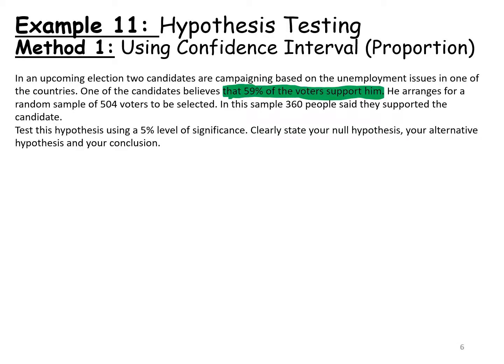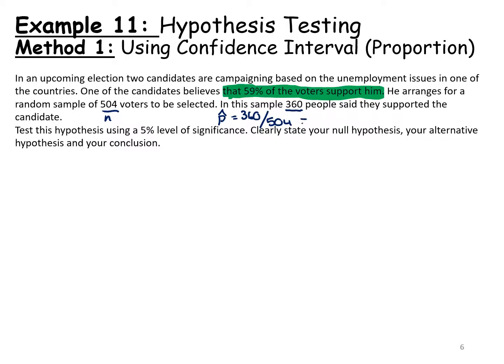He arranges for a random sample of 504, so that's n, supporters to be selected. Of this sample, 360 people said that they support the candidate. Okay, so that 360 there doesn't actually belong to a specific letter, and we don't have anything to call this as such. We are going to have to work with p hat. But p hat is the proportion of people in the sample. Now, this is definitely not the proportion of people in the sample. This is the actual number. So to turn this to a proportion, we put 360 all over 504.